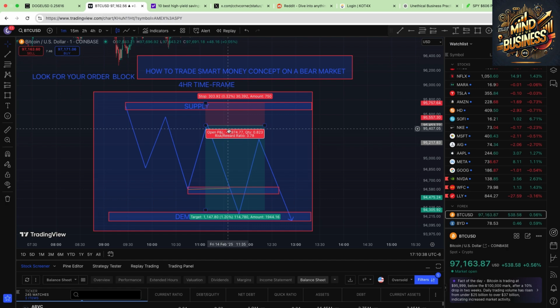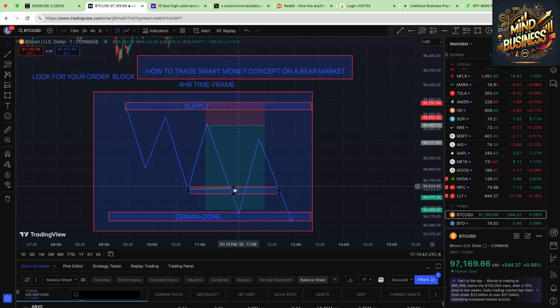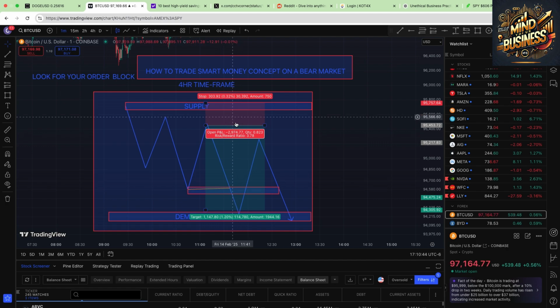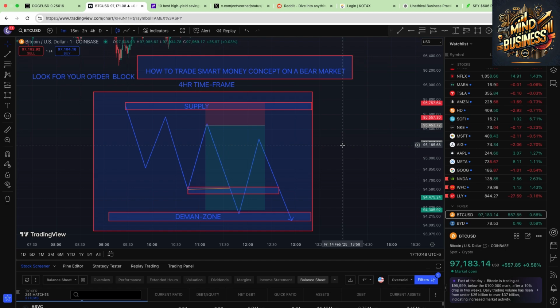Do not be in the pullback. I would exit before the pullback happens. As long as price stops at the supply zone and demand zone, right, take the profit, because the pullback will come, and you don't want to give back to the market. Who knows, maybe that pullback will be the liquidity pullback and then wipe off your entire profit.